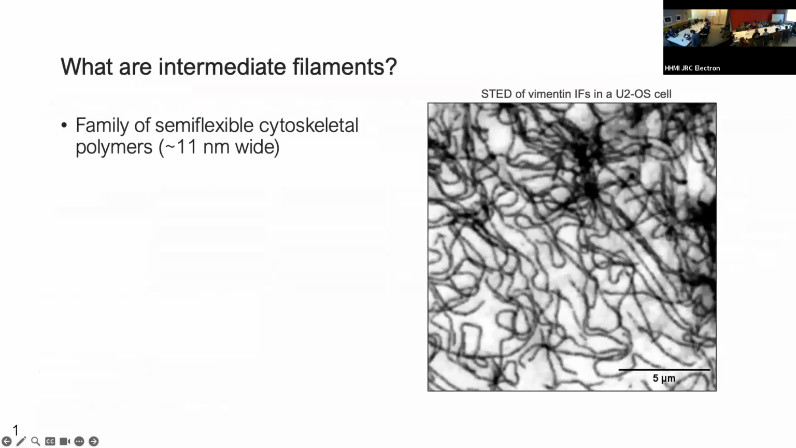So to just step back for a moment, intermediate filaments are one of the three main cytoskeletal elements found in cells. You'll often hear them referred to as the third cytoskeletal element found in cells, in deference to actin filaments and microtubules, which I think are often perceived to be more important, but hopefully I'll disabuse you of that notion by the end of this. This image to the right is a STED image of vimentin in a U2OS cell.